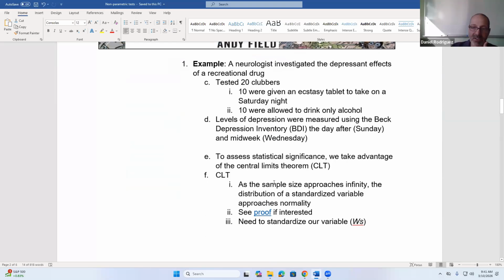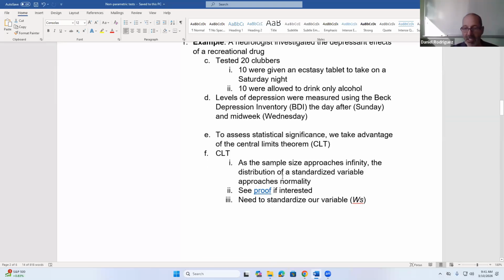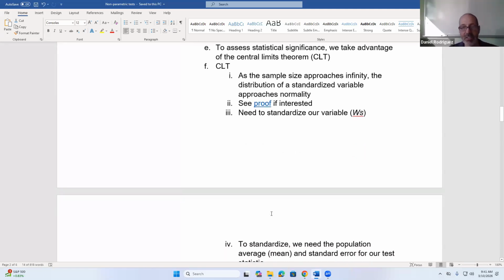So the central limit theorem states that once we transform a variable, and I just have to give this qualifier, as long as it has a finite mean and a finite variance, with a larger sample size, the distribution of that variable will converge to normality. Okay, and if you're interested in that, I have a proof. I actually proved the central limit theorem. You can watch that video if you want to torture yourself.